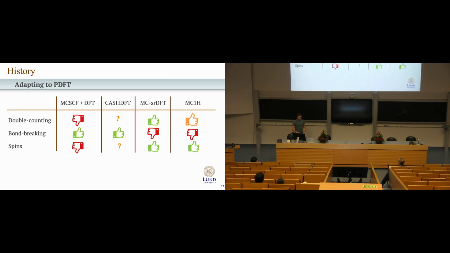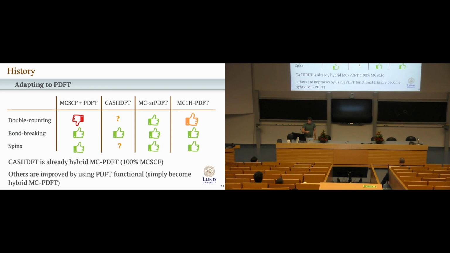And the good thing with this PDFT as a new framework is that first you realize this CASDFT, that's just MC-PDFT. It's a different name, but it's the same thing. It's a function of the density and on-top density. So that is already just a hybrid MC-PDFT with 100% MC-SCF energy. And all the other ones that were not MC-PDFT, if you turn them into MC-PDFT, you fix all the bond-breaking properties. So now you don't have to compromise between bond breaking and spin. You just replace the DFT part by a pair density part, and suddenly everything is fixed. So now I have improved all of these schemes for basically no extra cost.